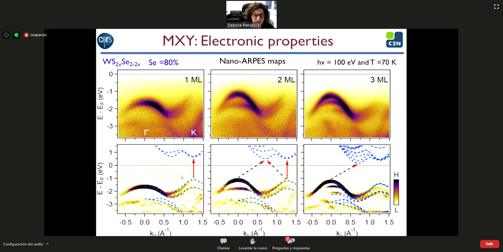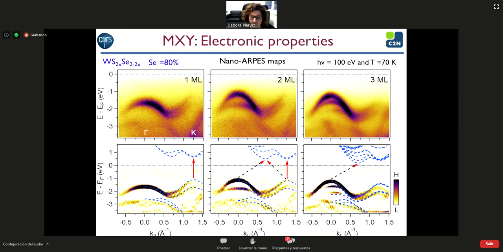So as for the standard TMD, the monolayer is a direct band gap. We see here the top of the valence band is at the K point, the bottom of the conduction band also at the K point. For the trilayer, we have the top of the valence band at the gamma point, an indirect band gap, because now the bottom of the conduction band is between the gamma and K point, this lambda or Q point of the band structure, so indirect band gap. What happened here for the bilayer?